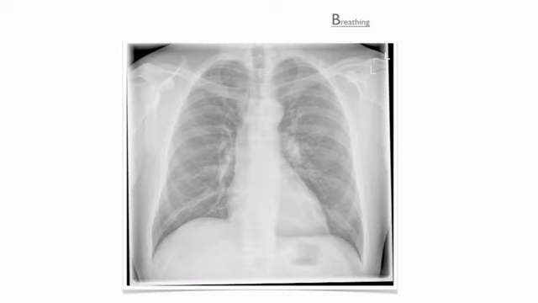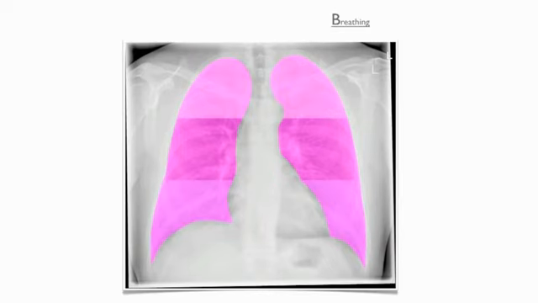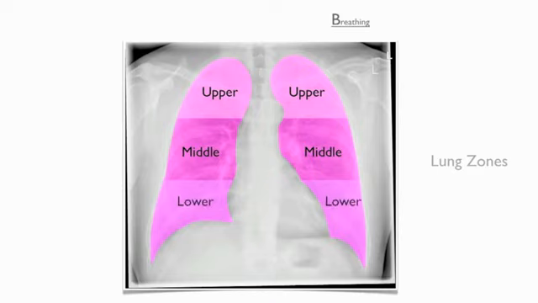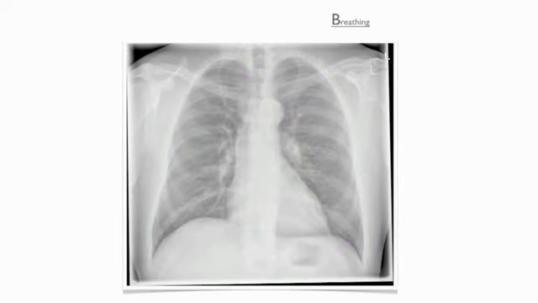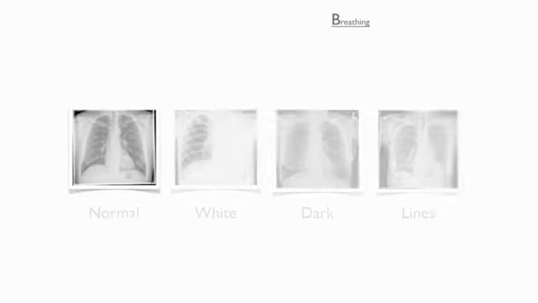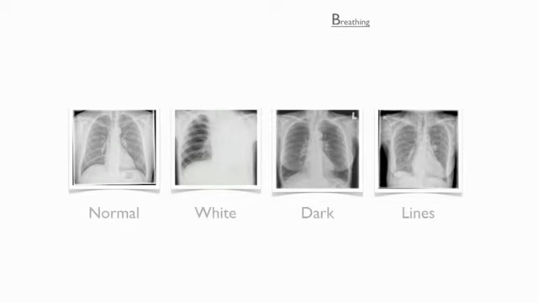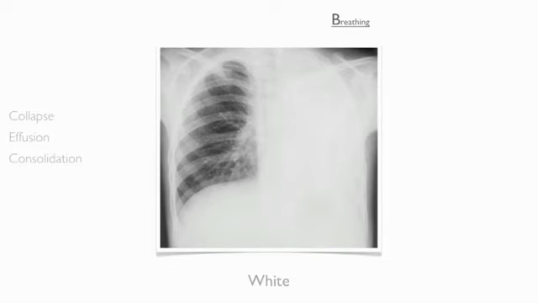Having reviewed airway abnormalities, the next step is to look at breathing. Quickly scan all 6 lung zones. Compare them and consider whether they appear normal, too white, too dark, or have too many lines. Let's now take a look at the white lung. Common causes of the white lung include collapse, effusion, and consolidation.